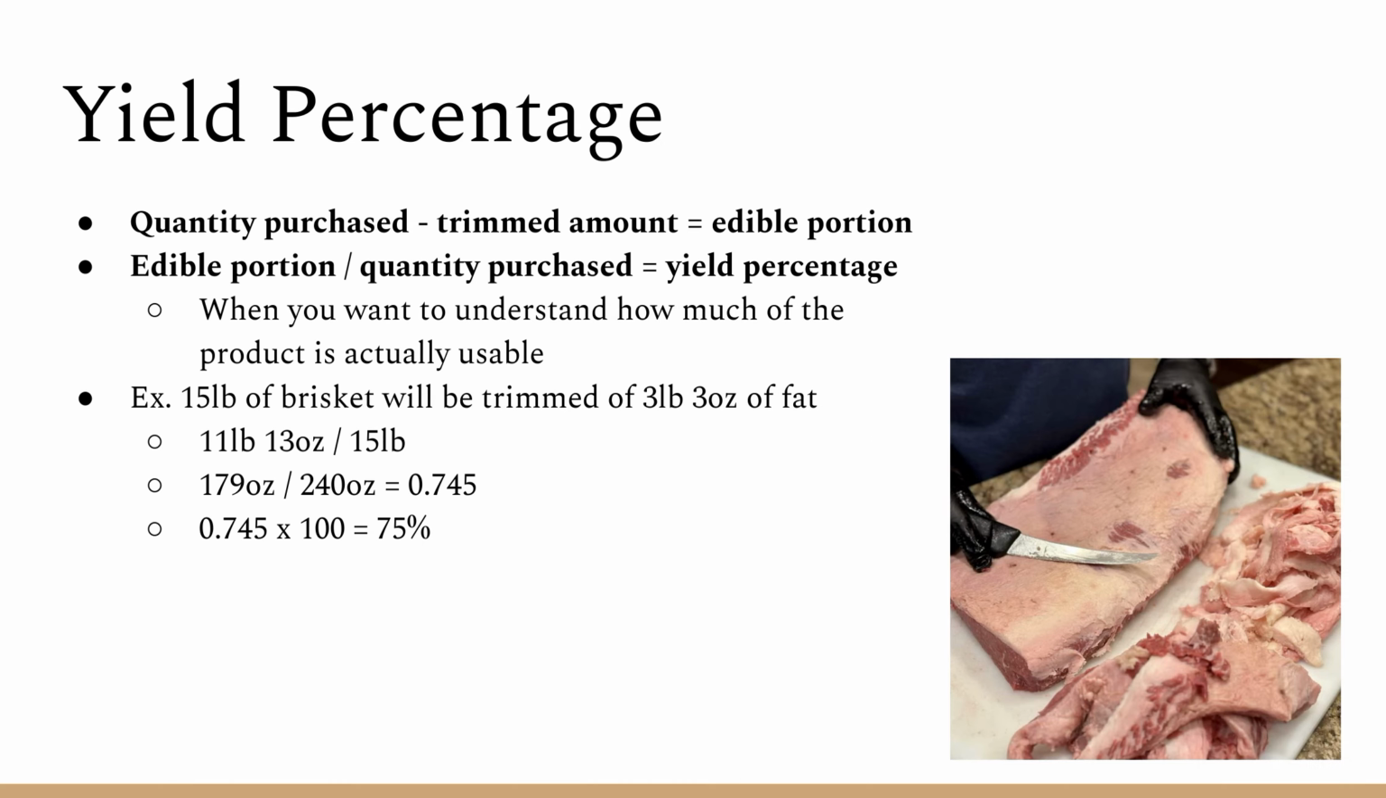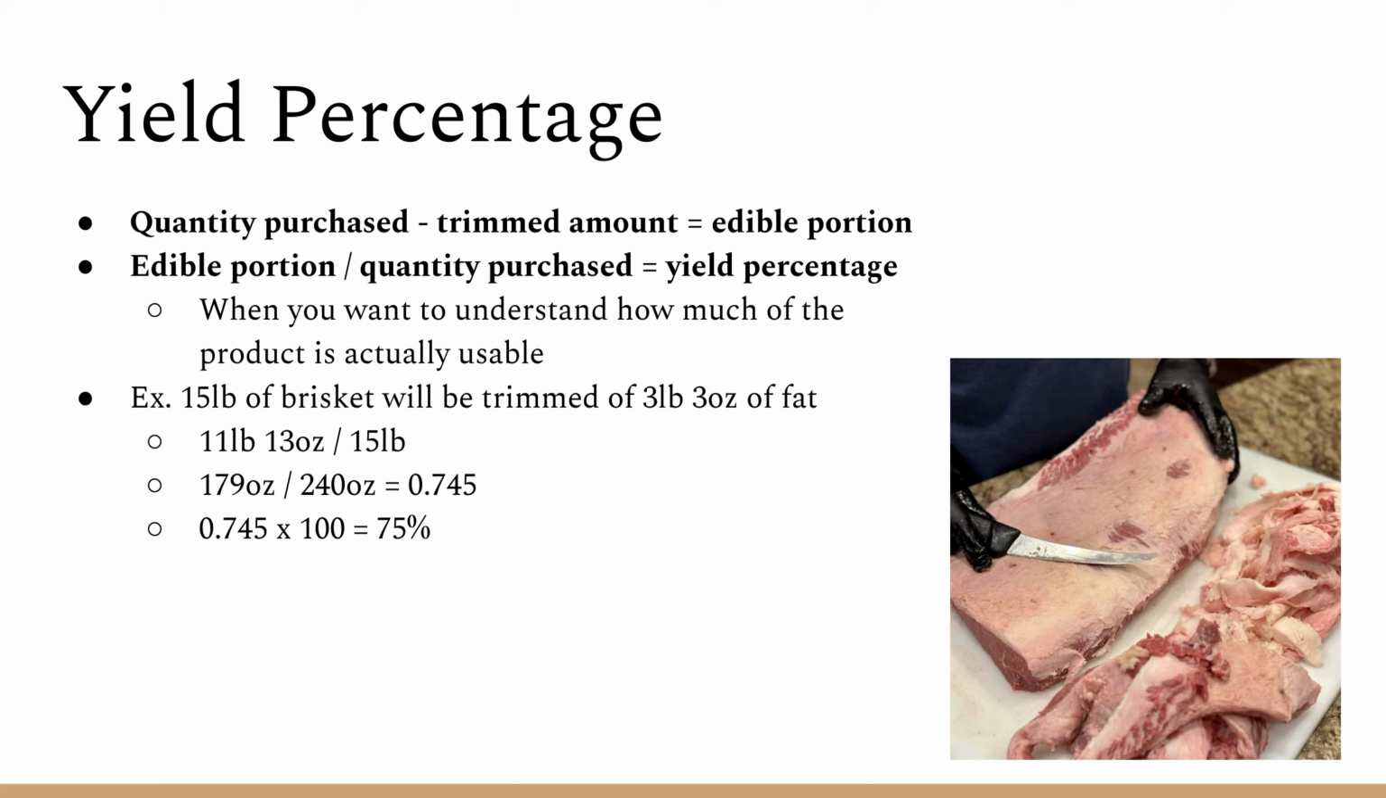Moving on to the more restaurant applications, we're going to discover how to find a yield percentage. So this is a fairly easy concept. You take your quantity purchased minus the trimmed amount, and that gets you an edible portion. From there, your edible portion is divided by your quantity purchased, and that gets you a yield percentage. So you would use this when you want to understand how much of the product is actually usable.